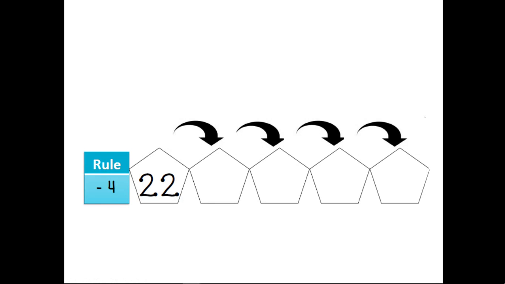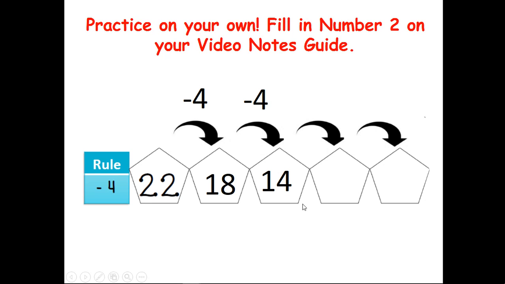Now, sometimes when we're talking about frames and arrows, they can involve any operation. So in this case, our rule has changed from an addition problem to a subtraction problem. So if we take 22 and we take away 4, we're going to get an answer of 18. If we take 4 from 18, we end up getting a number of 14. And now you're going to pause the video again, and you are going to complete number 2 on your video notes guide, completing the rest of this frames and arrows problem.